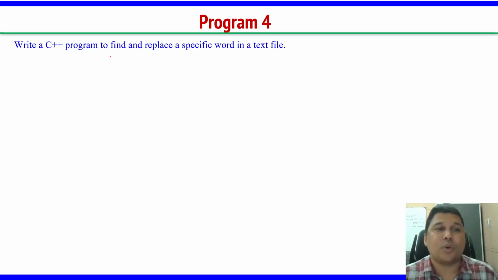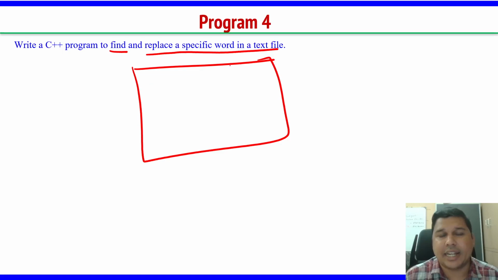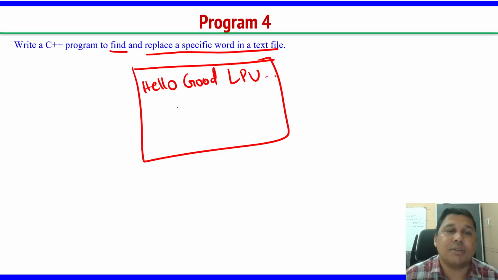Write a C++ program to find and replace a specific word in a text file. Assume I have a text file with some words. It may have multiple lines or a single line. I have something like hello, good, LPU, something. I have some words here.